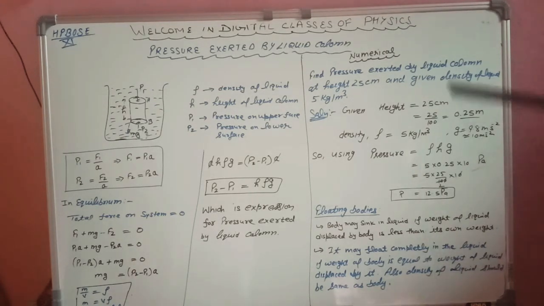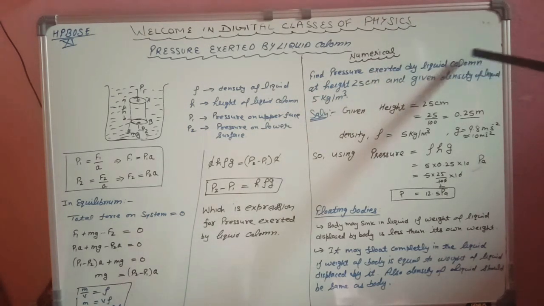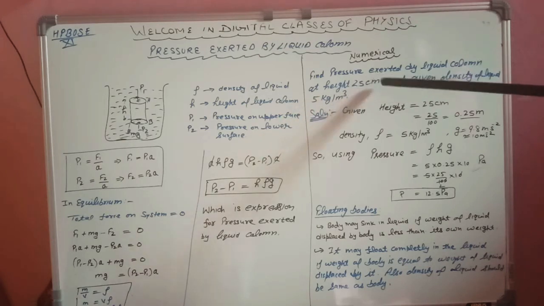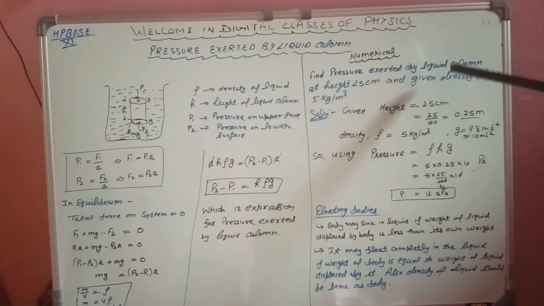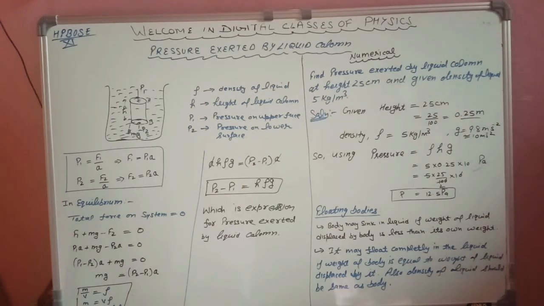So you can see the statement of this numerical, that is, find pressure exerted by liquid column at height 25 centimeter and given density is 5 kg per meter cube. So first of all, in numerical you have to write the given things. What is given to you?